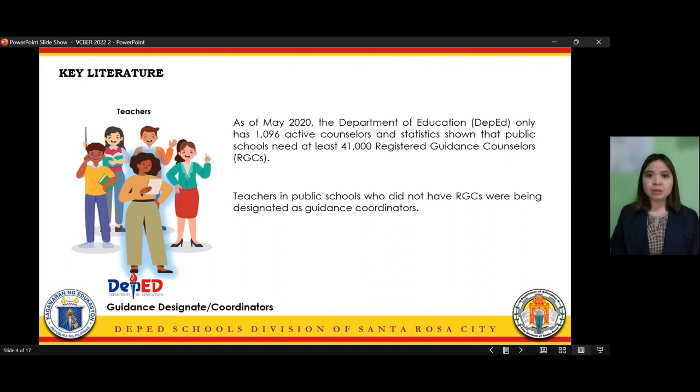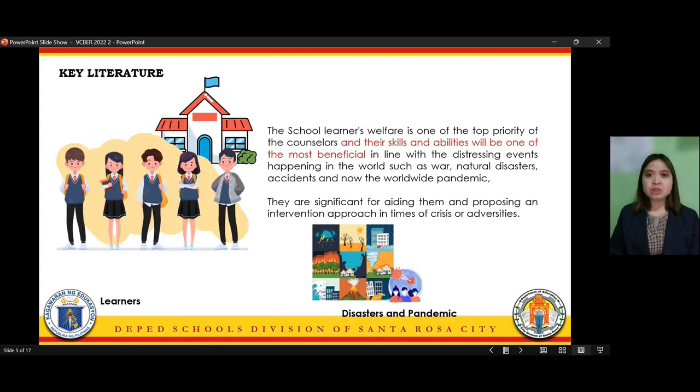Teachers in public schools who did not have RGCs were being designated as guidance coordinators. The school learners' welfare is one of the top priorities of the counselor, and their skills and abilities will be one of the most beneficial in line with the distressing events happening in the world, such as war, natural disasters, accidents, and now the worldwide pandemic. They are significant for aiding them and proposing an intervention approach in times of crisis or adversities.